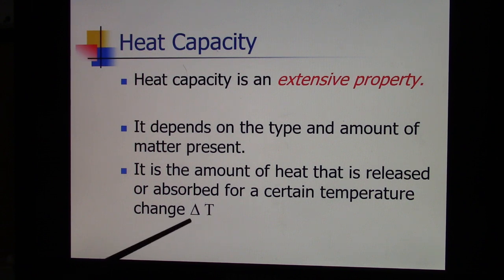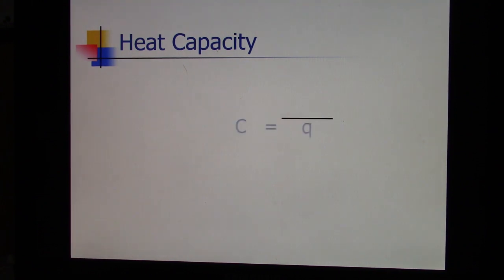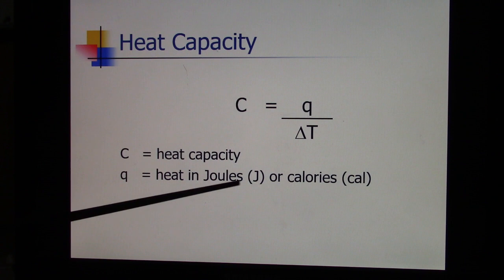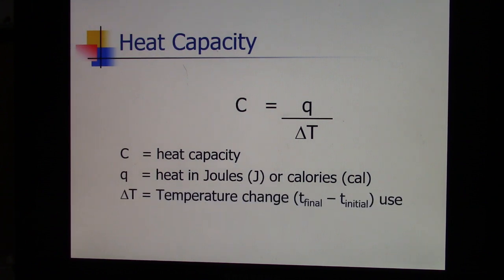If you remember, this triangle is the Greek symbol delta, which means the change in temperature. This is the heat capacity formula. Heat capacity is defined as C. Q is a common symbol used in science for heat. You can use the units of joules or calories. And change in temperature, delta T, is T final minus T initial.